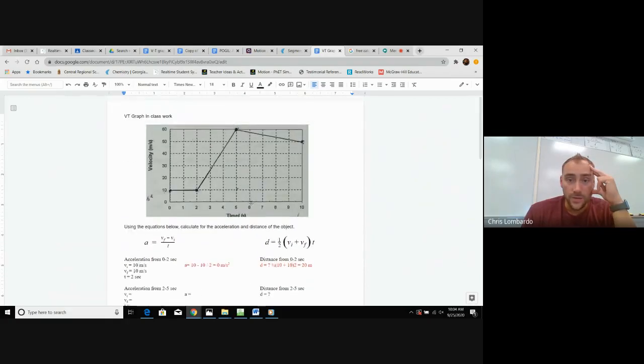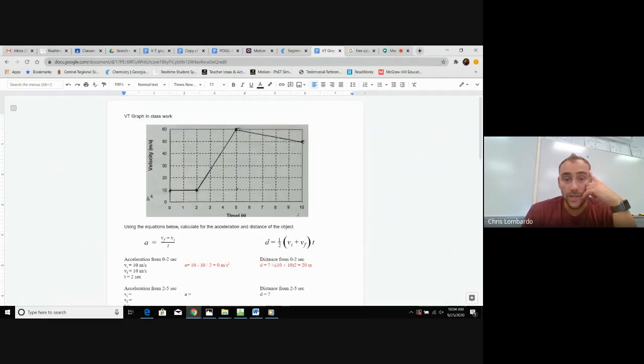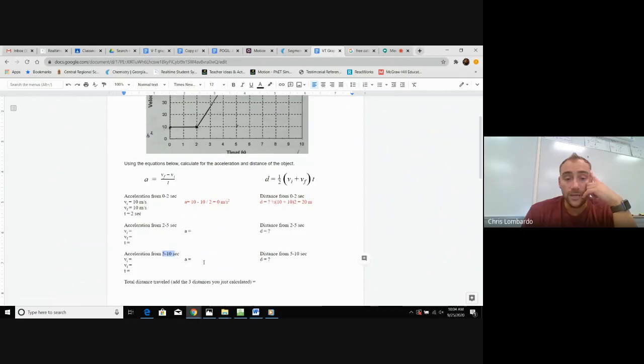Now, just remember that if you do have a negative slope, you're going to wind up with a negative acceleration. You should, because think about it. You went from 60 here to 50. So your answer for the acceleration part of this, from the 5 to 10 second mark, should be a negative value for acceleration. That's okay. Distance, though, is not going to be negative.